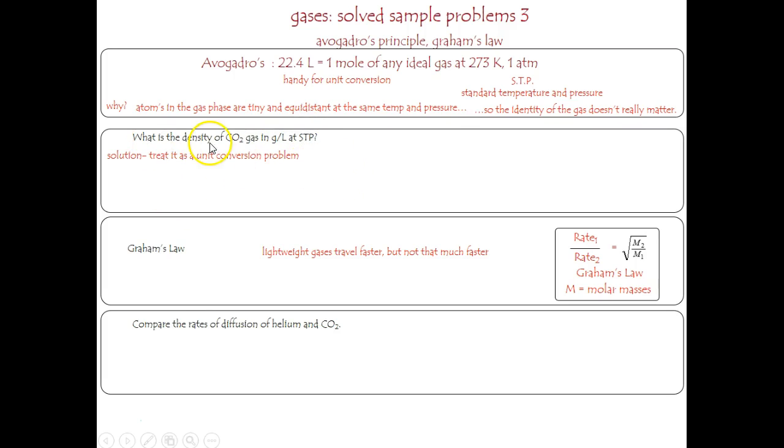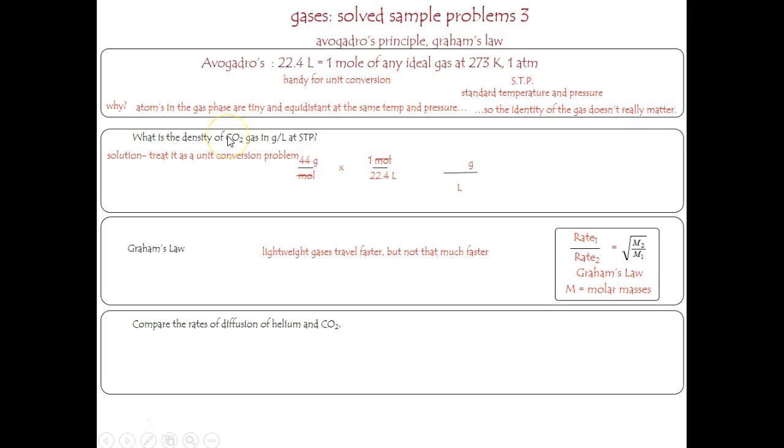For instance, what's the density of carbon dioxide gas in grams per liter, STP? Well, we need grams per liter, and it does say STP, helping you to identify this as an Avogadro's principle problem. The way I think that's best to solve these is by unit conversion. Know that 22.4 liters is a mole, so we need liters on the bottom. And there it is, 22.4 liters is a mole.